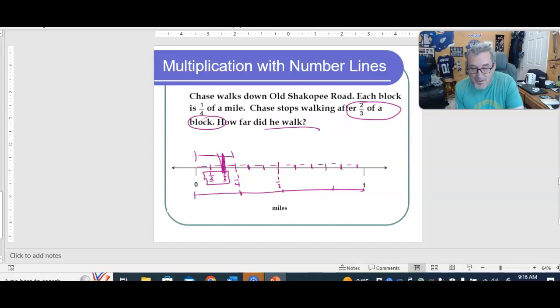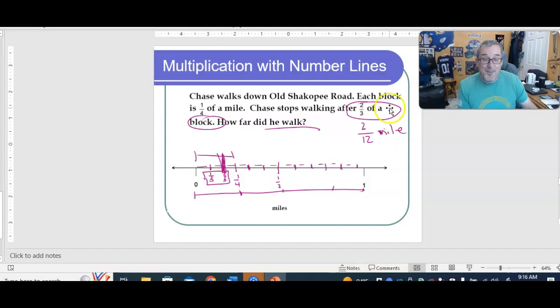And so I cut this up into one. Let me use my mouse so you can see it. I cut this up into 1, 2, 3, 4, 5, 6, 7, 8, 9, 10, 11, 12 parts. So the full mile would have 12 of these 1/3. Now Chase stopped walking after 2 of those, and so he stopped walking after 2/3 of a block, which is 2/12 of a mile.